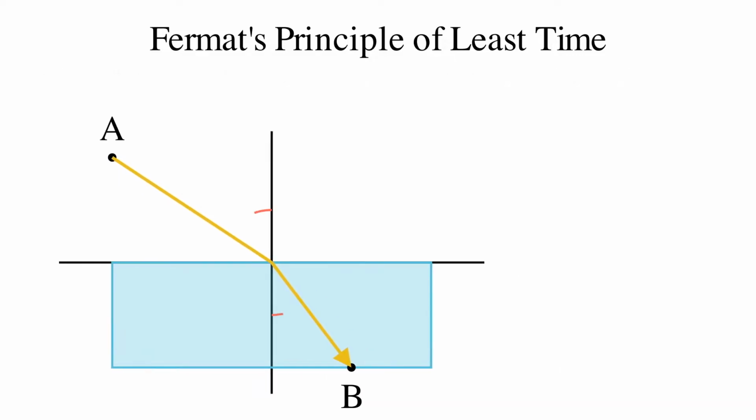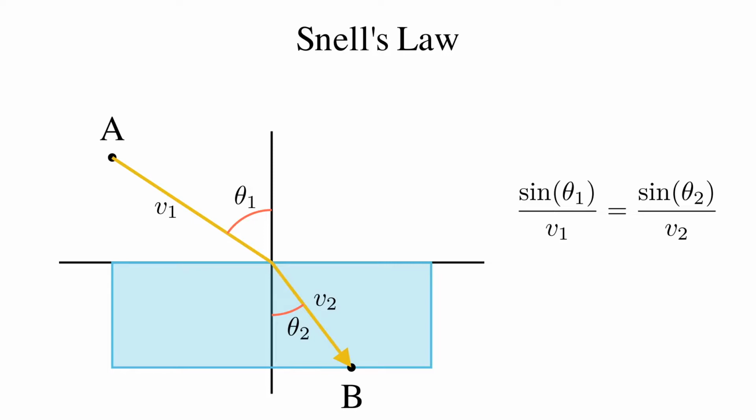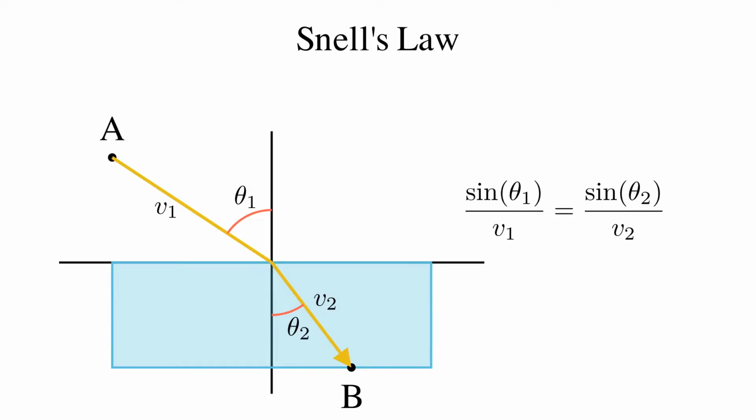Fermat's principle shows that when a beam of light passes from one medium to another, it changes direction, or refracts, according to Snell's law. Snell's law states that the sine of the angle the beam makes with a line perpendicular to the boundary, divided by its velocity in the medium, remains constant.